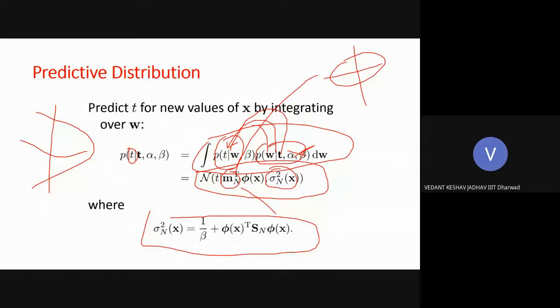Anybody? The line which is lying on the mean of the posterior distribution. Very good. Very good. Yes.